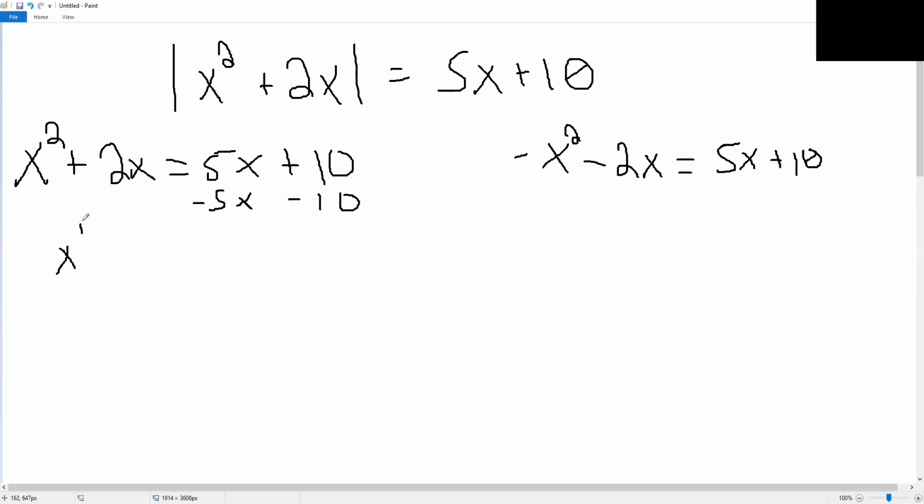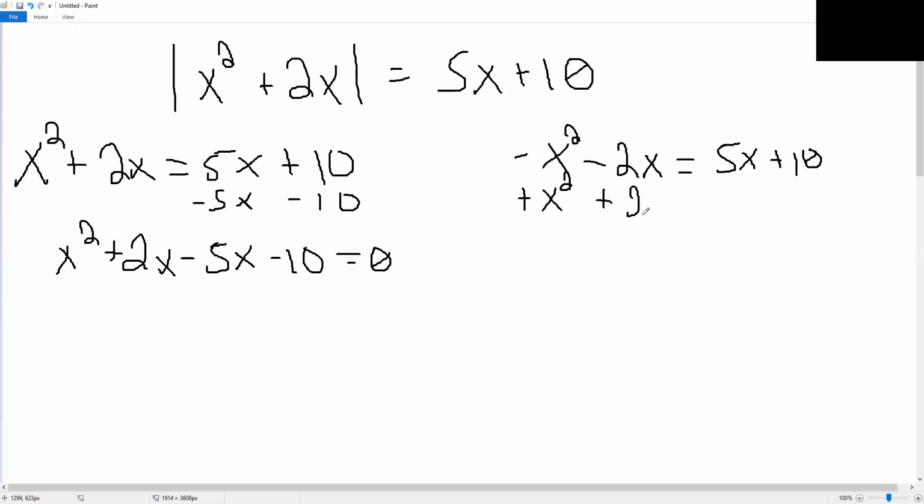So we'll rewrite this as x squared plus 2x minus 5x minus 10 equals 0. And this side, since I don't want this x squared to be negative, let's make it positive. And by doing that, we can do plus x squared to move it to the other side, and also the 2x. So to do that, we will rewrite this as 0 equals x squared plus 2x plus 5x plus 10.